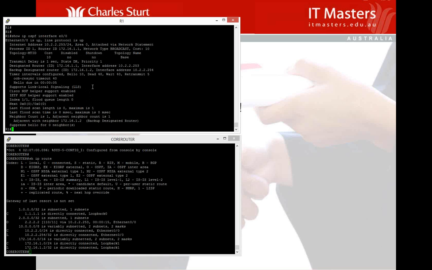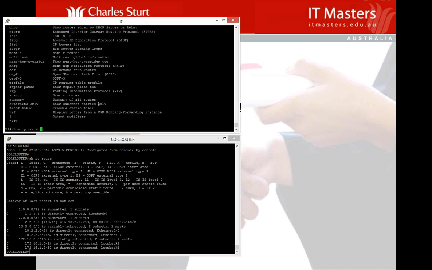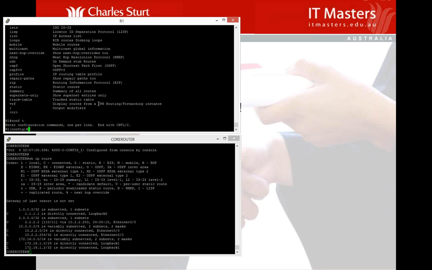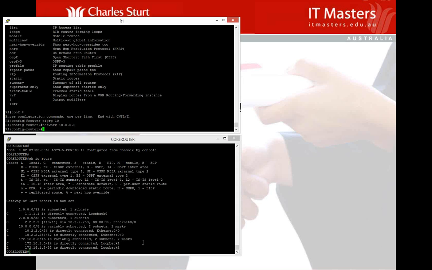Question about, does show IP route OSPF work if EIGRP is enabled? Yes, it does. Very good point. You can at any time do show IP route OSPF. And you will see, so if I go back into EIGRP, I'll just do that anyway because I know that's what it wants to do.